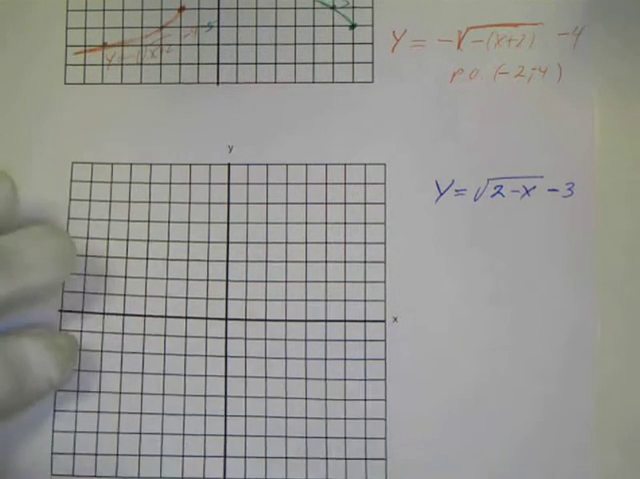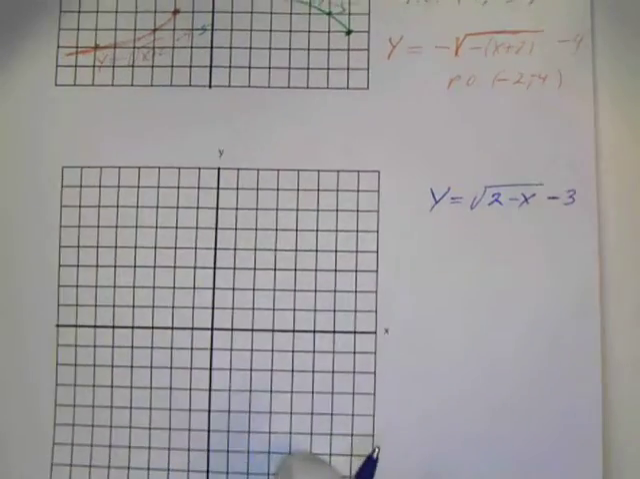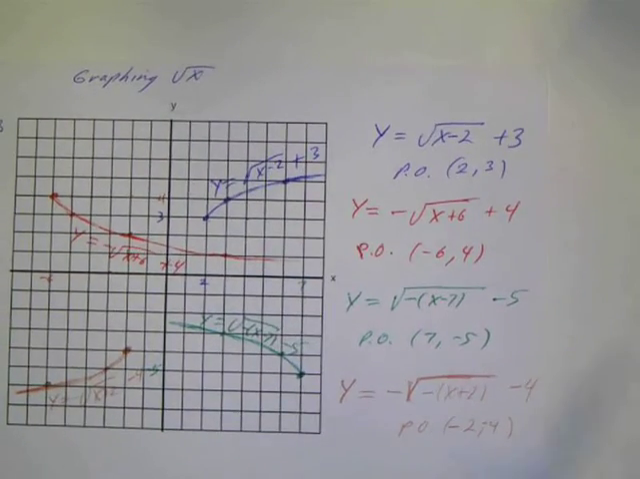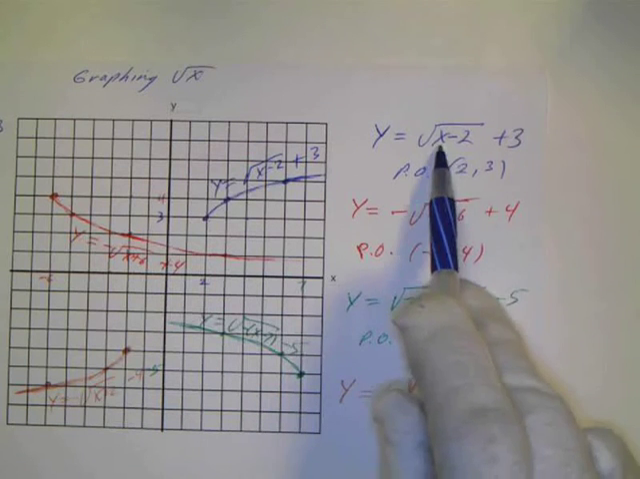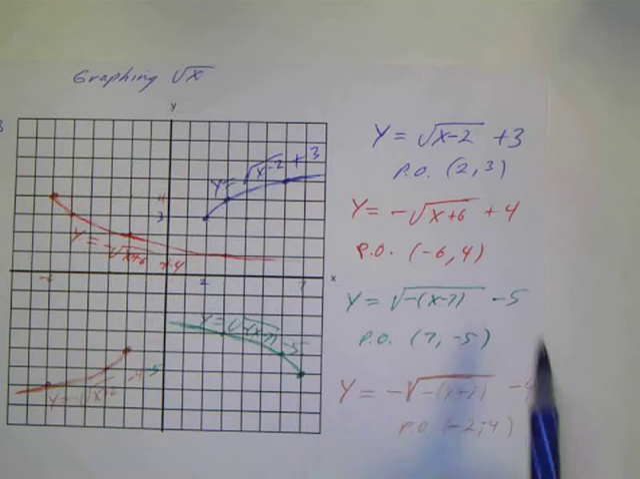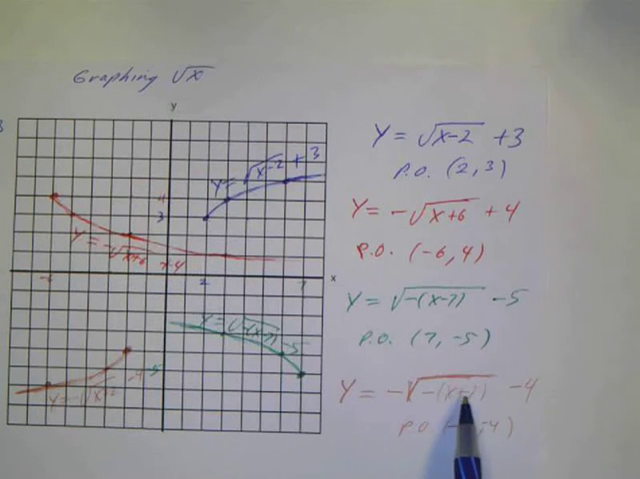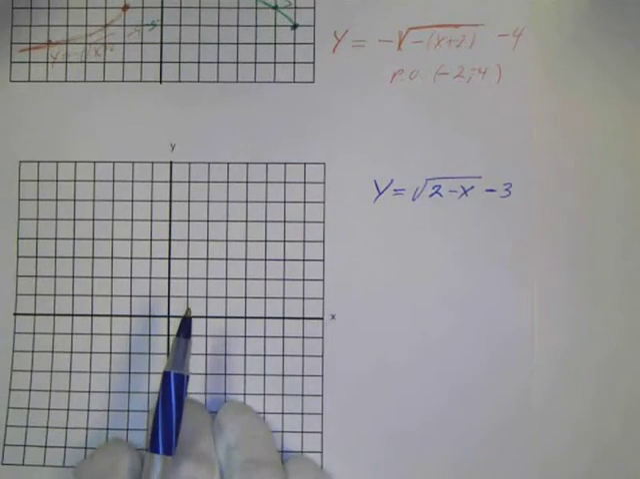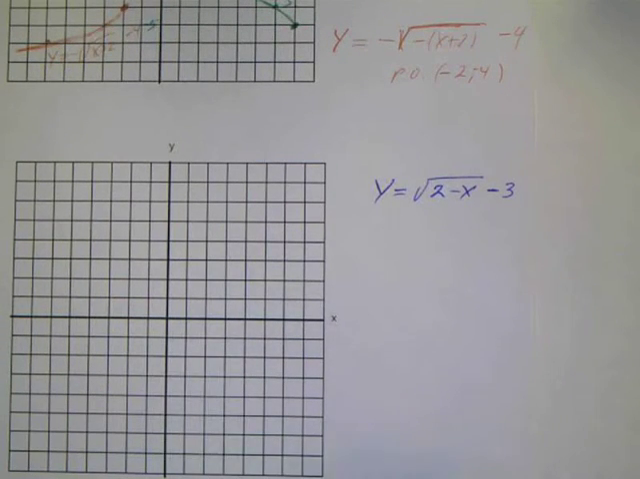And if we look at some of the other problems we had up here, they're always in this form under the radical. The x is in front. See? X minus 2, x plus 6, negative x minus 7, negative x plus 2. So the x is always on the left and the numbers to the right. And we just take the opposite sign for our point of origin. So this is not in that form, so we have to kind of doctor it up. So just follow these steps carefully, you won't have any trouble.